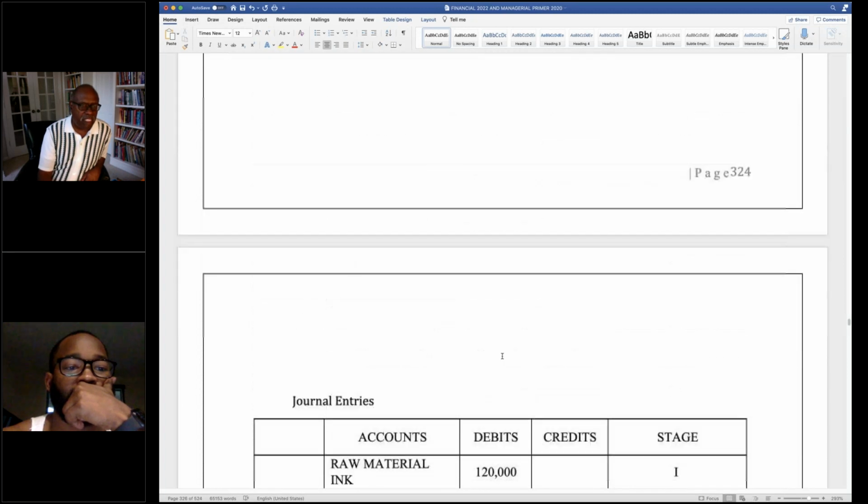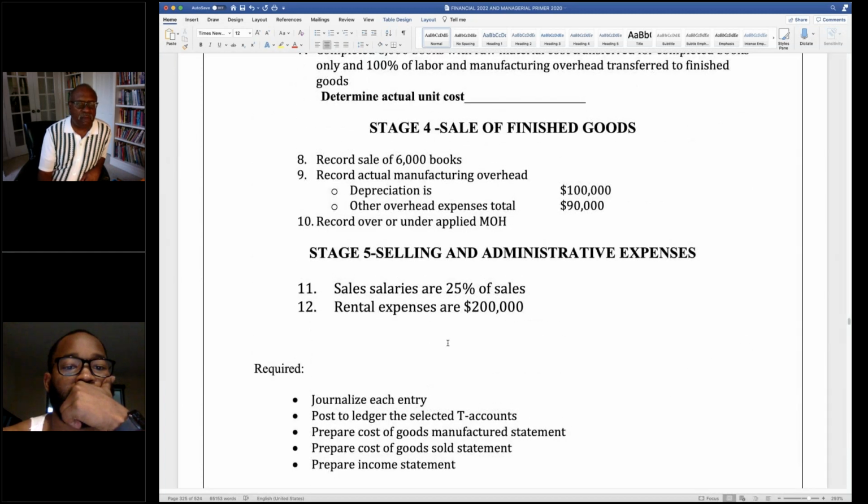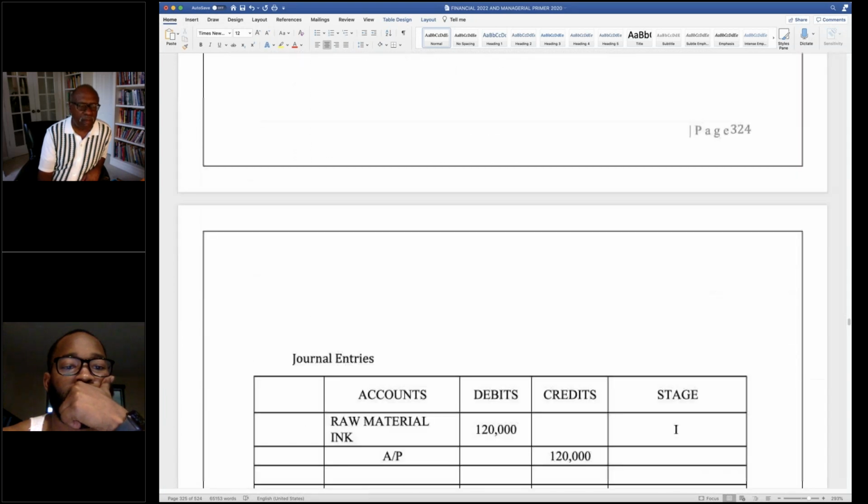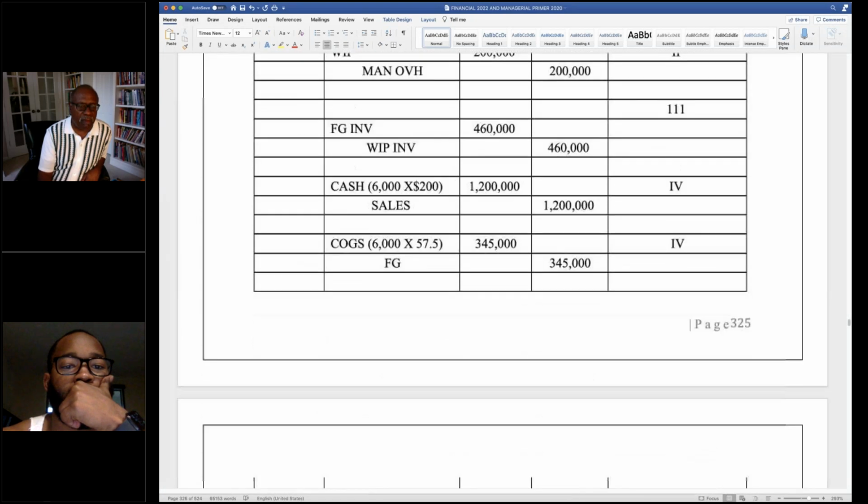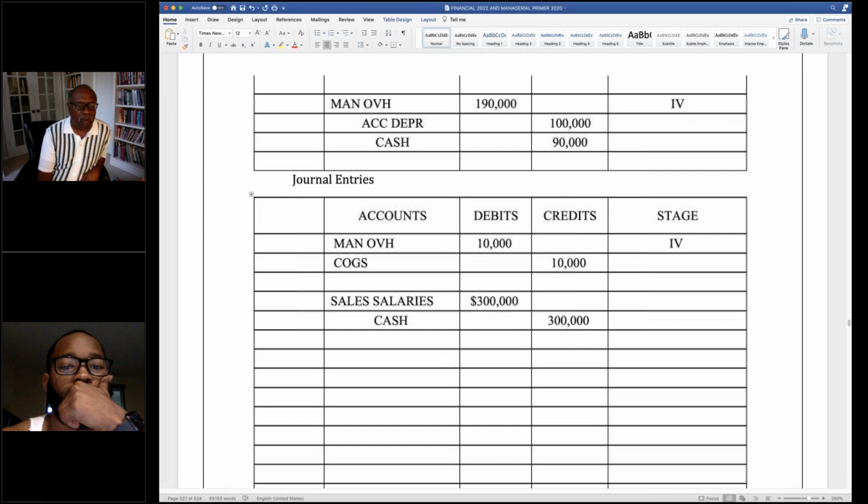Then the administrative expense was what? Rent's 200,000. So we debit rent for our facility.